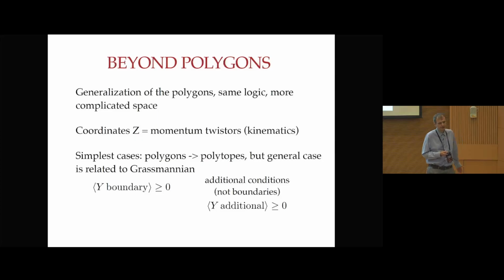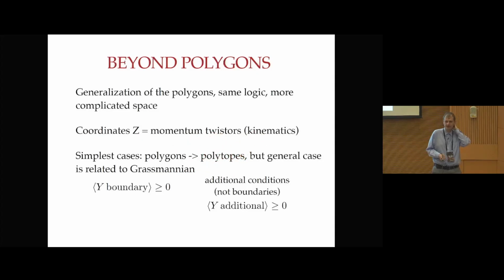The amplituhedron is a generalization of the polygons. We discussed this simple case a lot, but the logic for the amplituhedron is very similar. It's a more complicated space, but the parameters are similar. The z coordinates just live in higher dimensions. They are not the projective variables in a plane, but some higher dimensional projective variables. They are momentum twisters. They capture the kinematics of your scattering. And the simplest generalization is from polygons to polytopes.